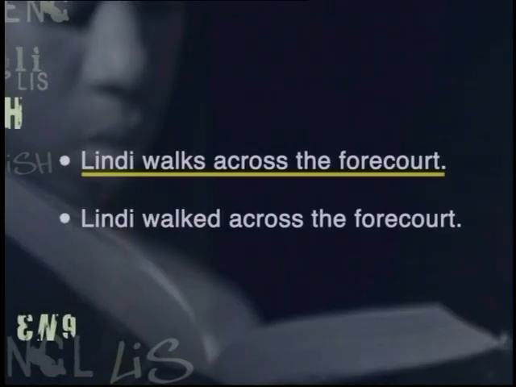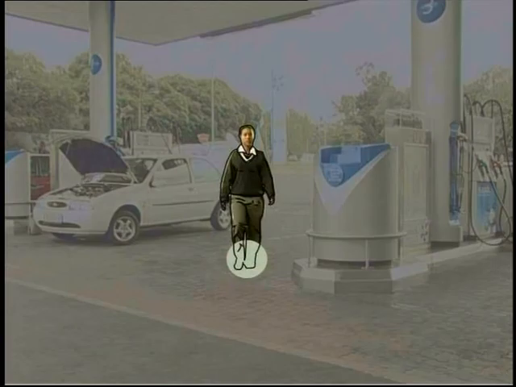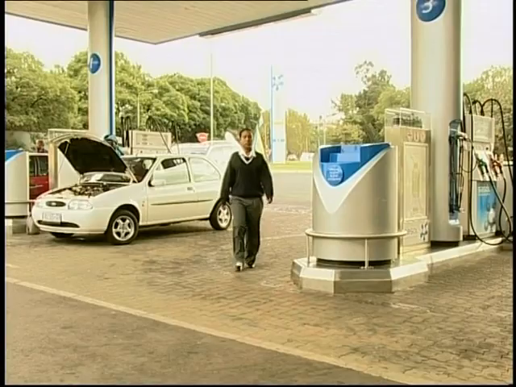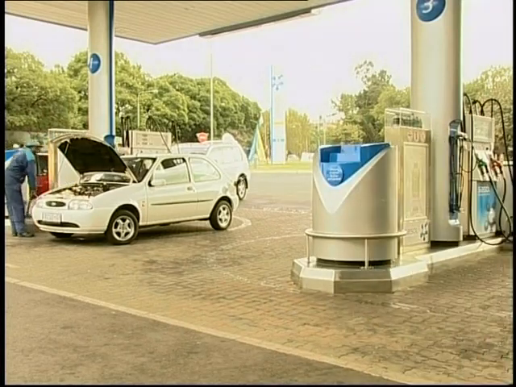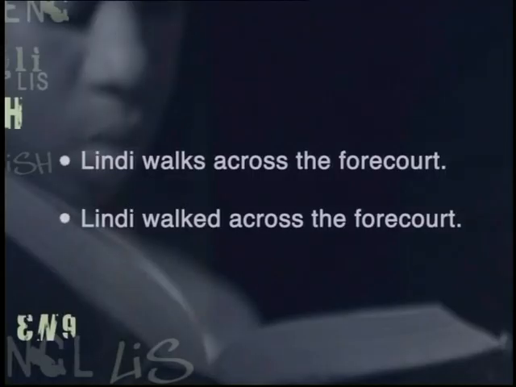The word finite means that there is a limit to something. So a finite verb will refer to a particular time period. For example, Lindy walks across the forecourt. Can you see that the action of walking is happening right now? In the present tense. Lindy is walking. Lindy has finished walking. The action is over. It is in the past tense. So Lindy walked across the forecourt.